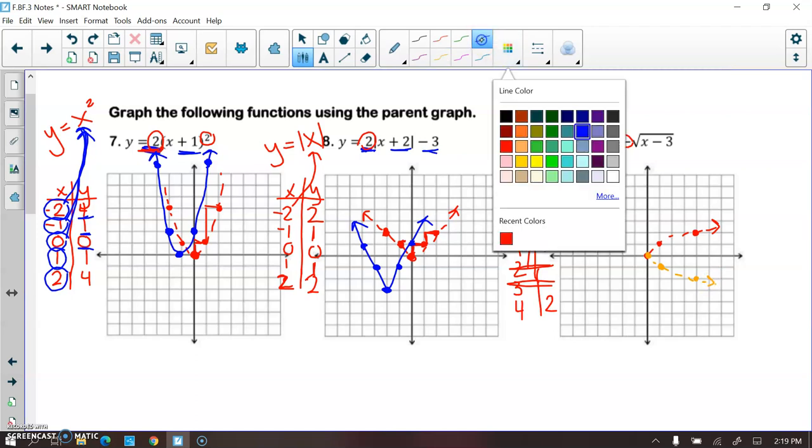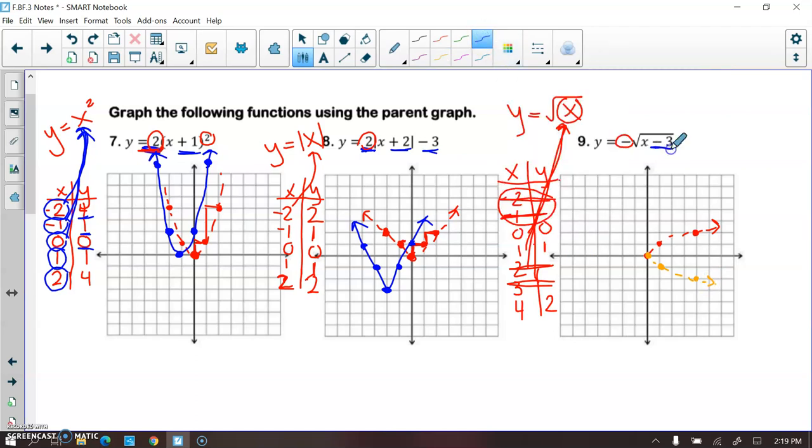But we also need to translate it 3 to the right. So taking each of my yellow points and translating them 3 to the right, my (0, 0) is now going to be right here. My (1, -1) is now going to be right here. And my (4, -2) is now going to be right here. This is your ending graph, so that's why I'm drawing that one in solid.